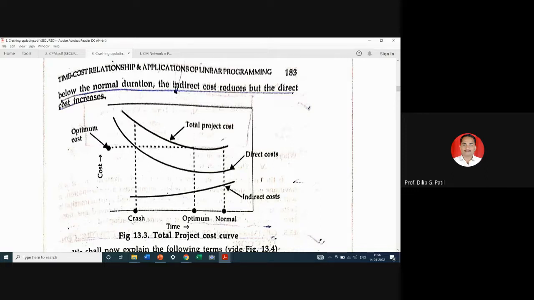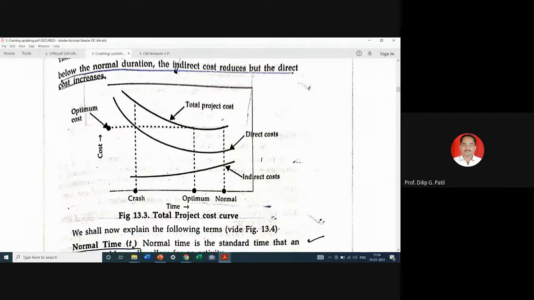And considering these two graphs, we can see that here, in between this normal duration and this crash duration, we observe that there is a minimum cost associated with a project duration, and we call it the optimum project duration. So what do we have to balance? We have to balance between direct cost and indirect cost, and where the project cost will be minimum, we will decide that although we can crash the project up to this duration, we will not crash the project to this extent, but we can crash the project up to this duration, that is the optimum duration, instead of the normal duration.